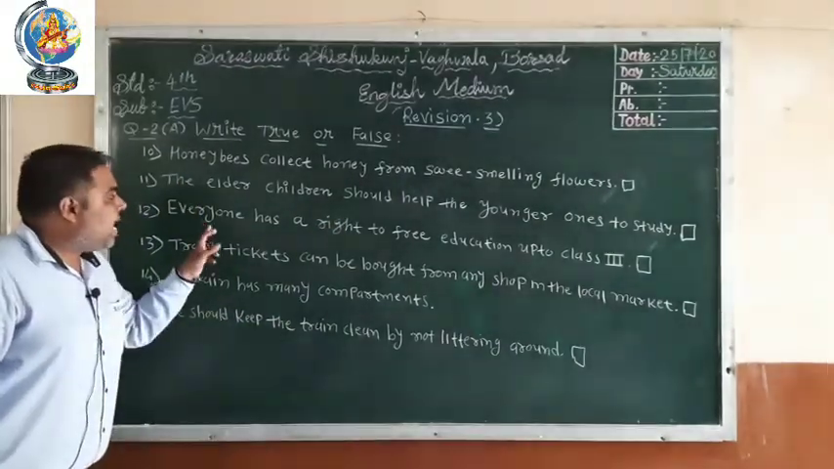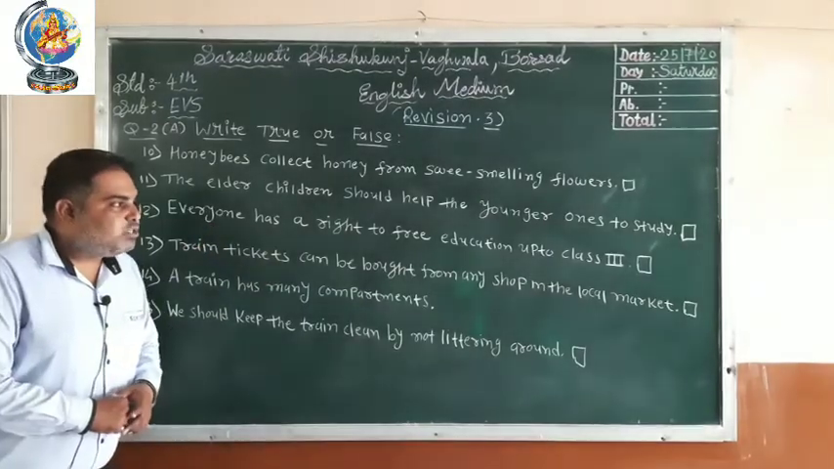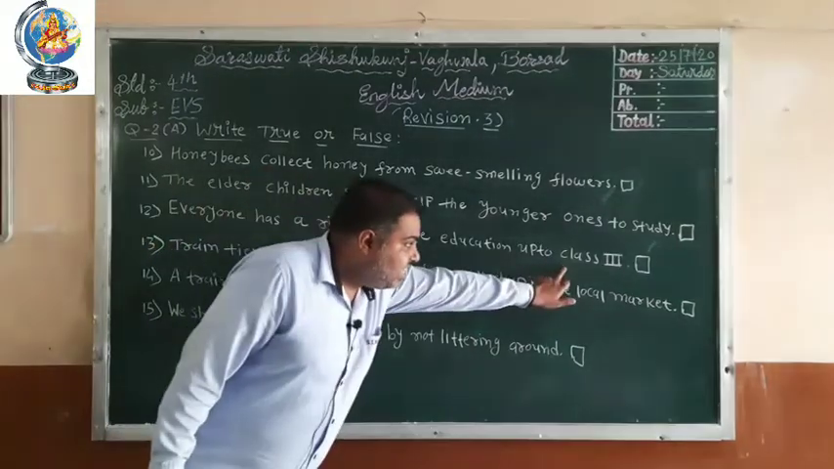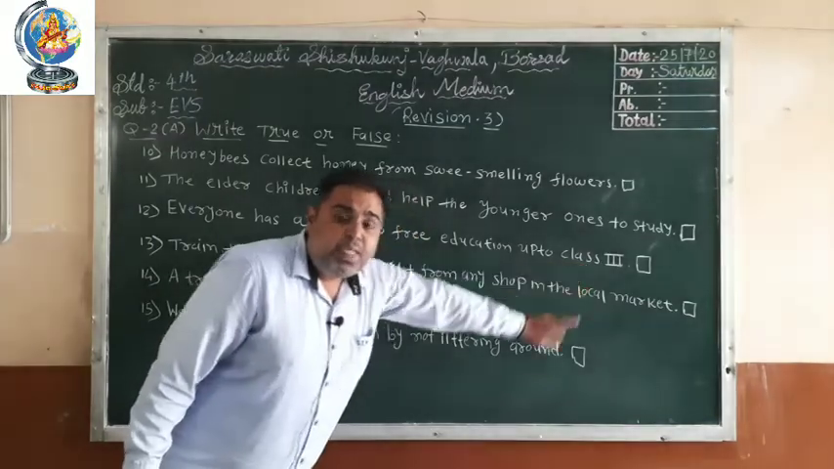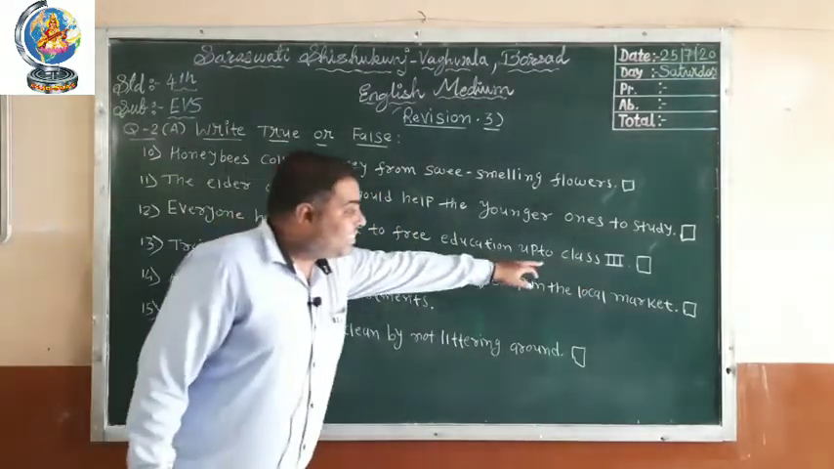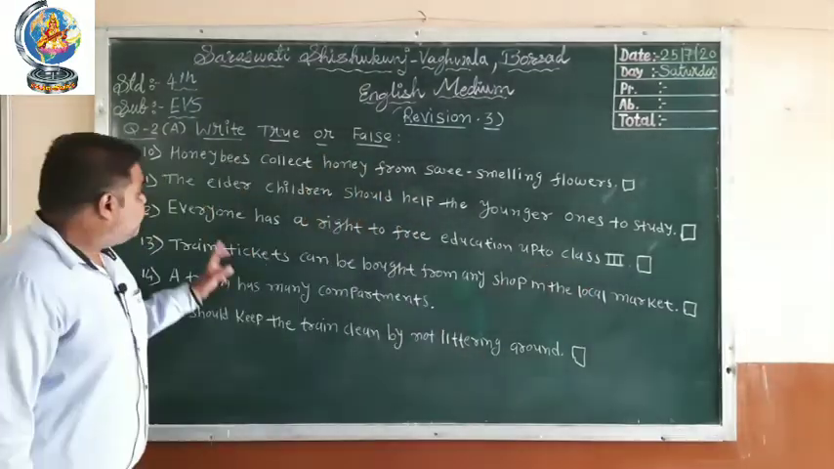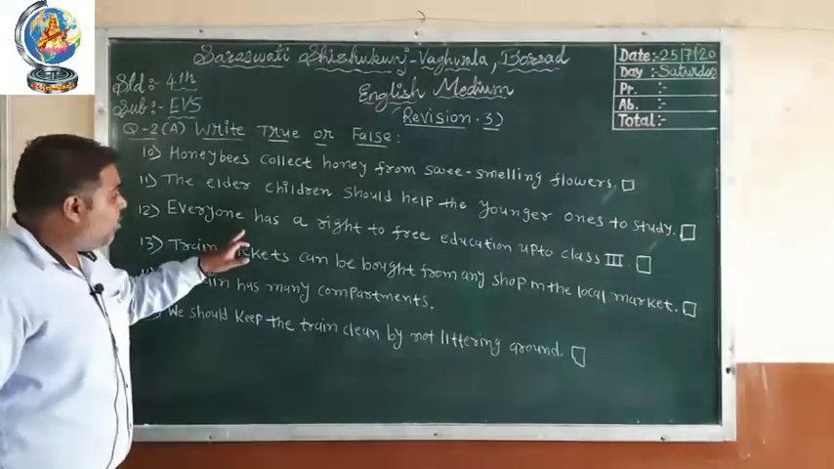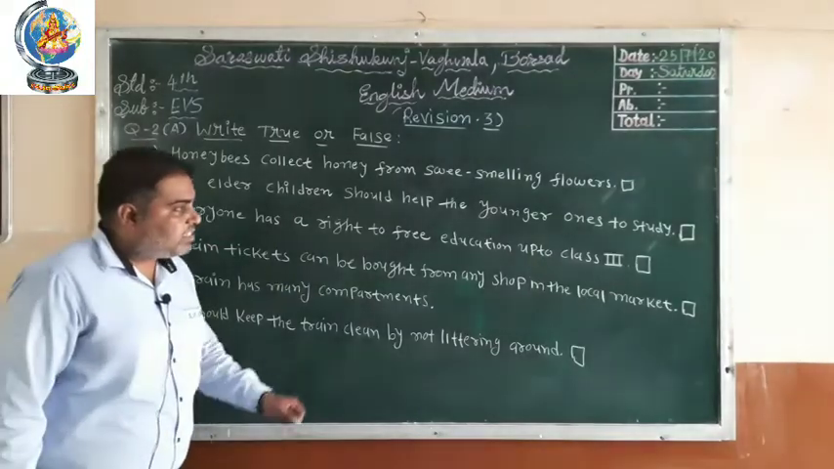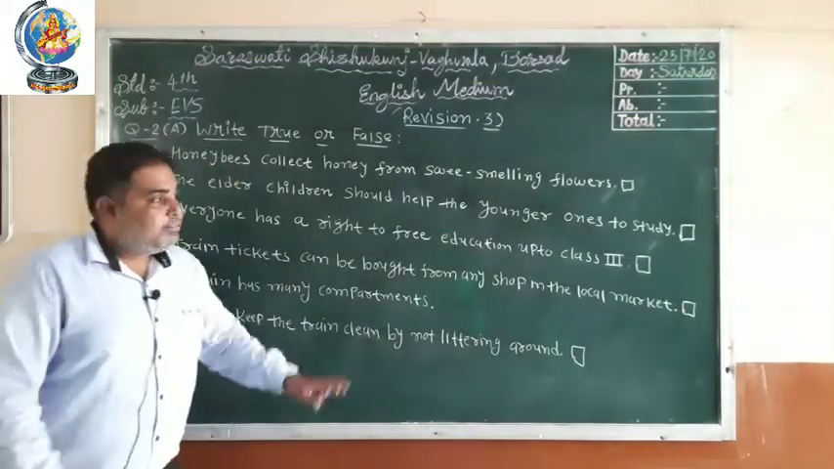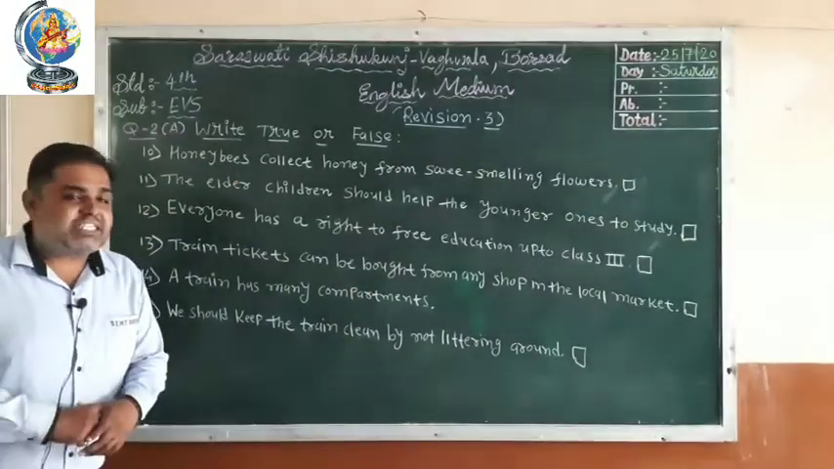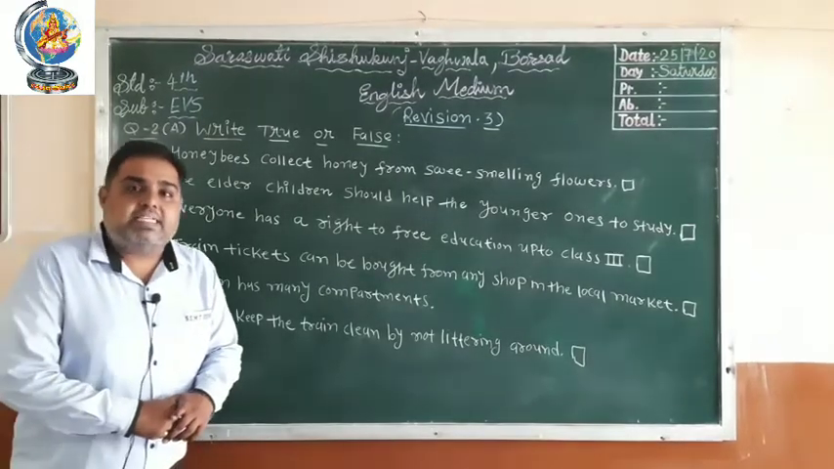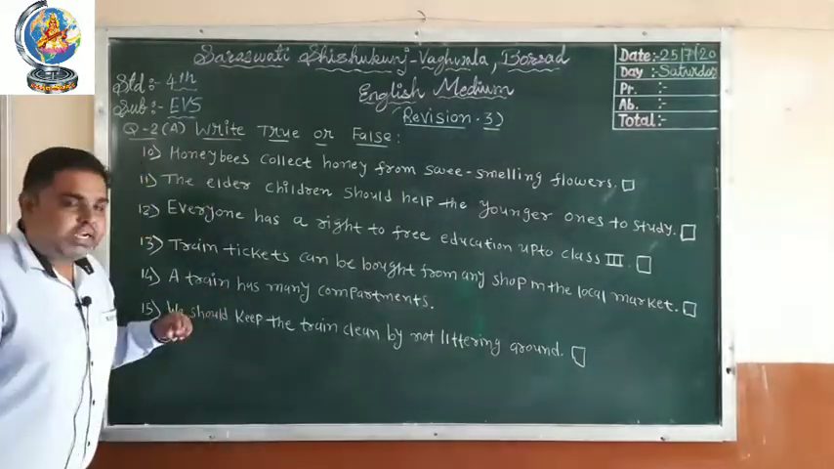Number 12, everyone has a right to free education up to class 3. Students, here it says up to class 3. No, it is up to class 8. So what is the right sentence? Everyone has a right to free education up to class 8. But it is written here class 3. That is why this statement is false. Number 13.